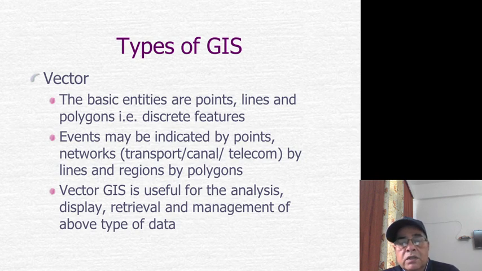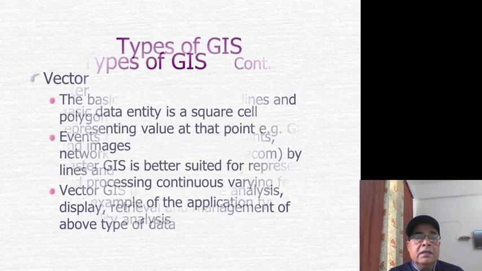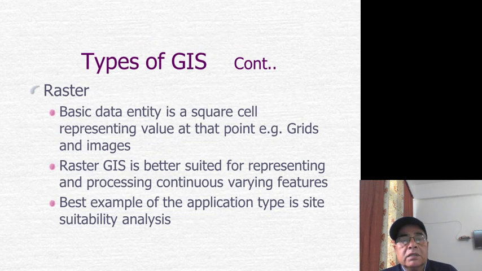Vector GIS is useful for the analysis, display, retrieval and management of the above type of data, that means the vector type of data. And another important data type is the raster data. In raster data we deal with square cells. As we have discussed in the remote sensing image, when we go on enlarging a particular image, in the end we are left with a square grid. So this is nothing but a pixel.